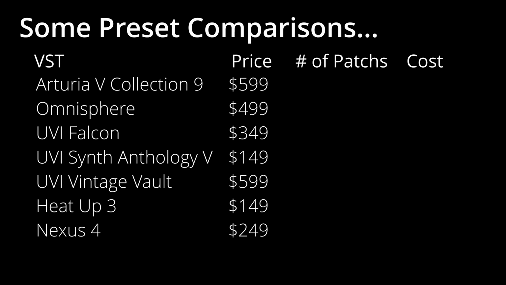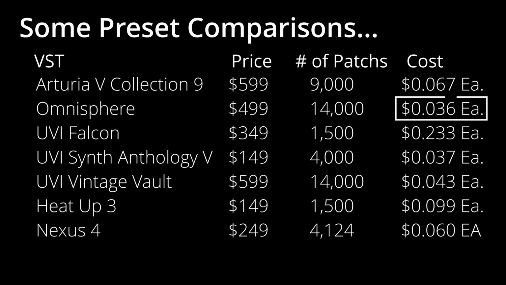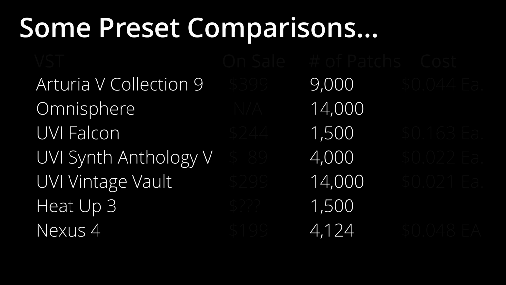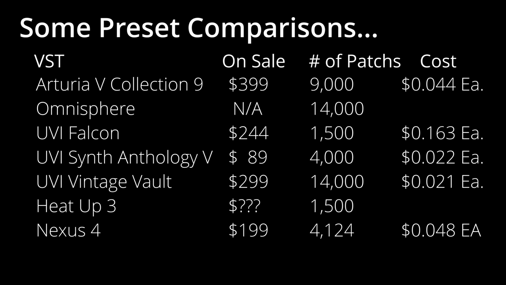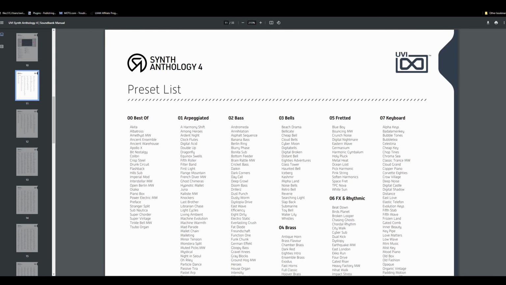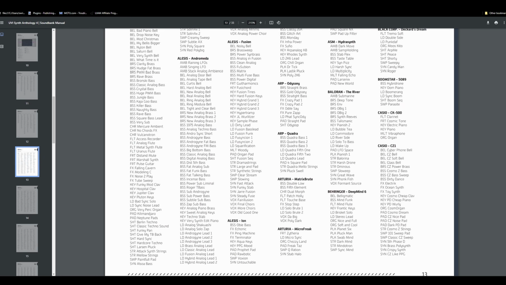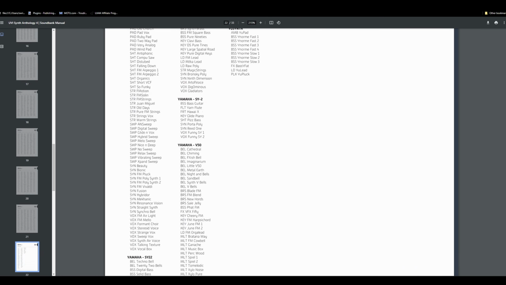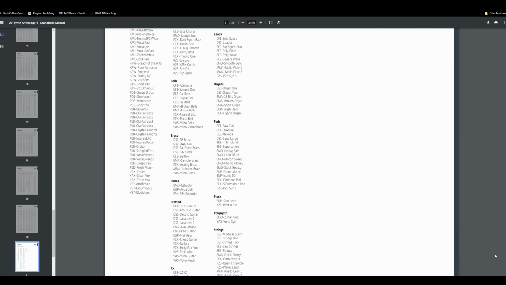If you want that top-shelf content at a great price, SA4 has you covered. That's 2.225 cents a preset at the sale price. A $50 plugin with only 100 presets is 50 cents per preset. That's 22.5 times more expensive. If we're talking cereal, it's like paying $67 for a box of Raisin Bran instead of 3. And by the way, if you are interested, the list of presets takes up a full 12 pages of the manual, and the layer sound list takes up 9.